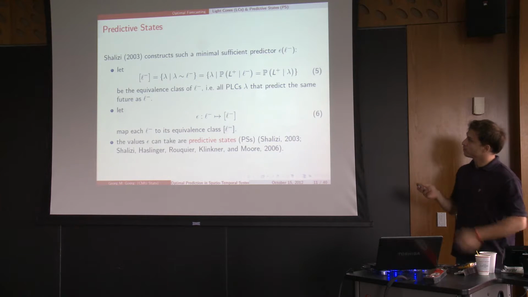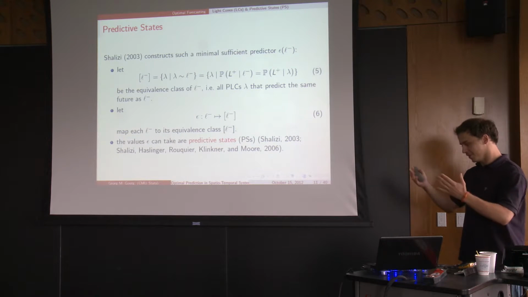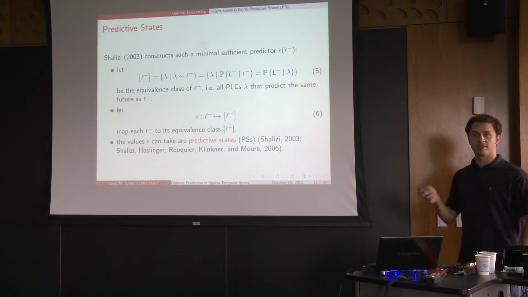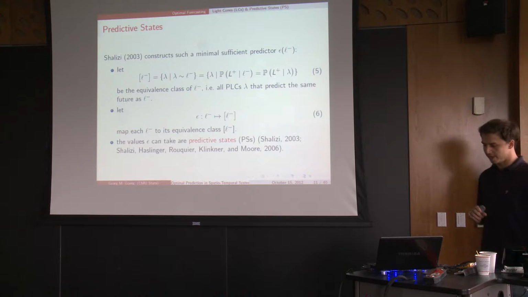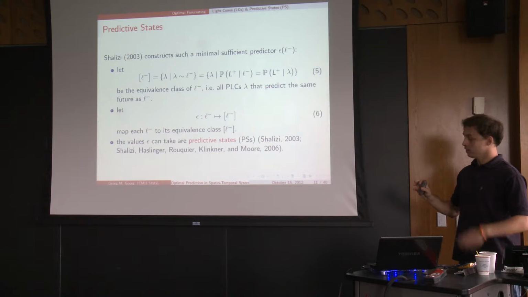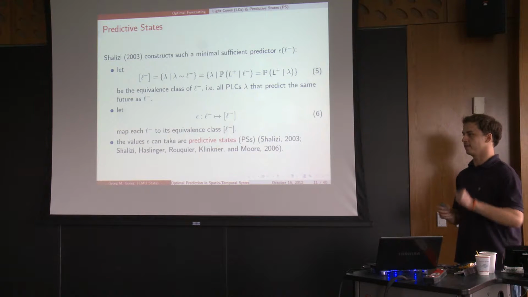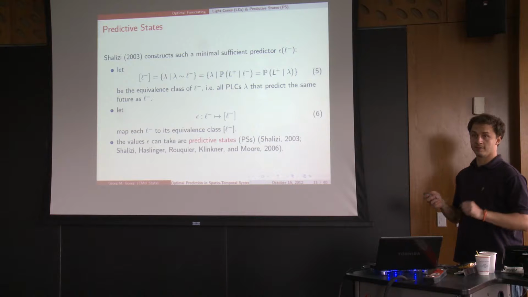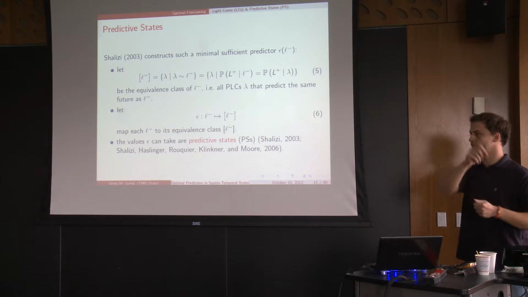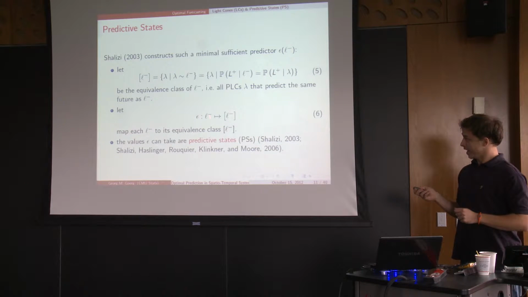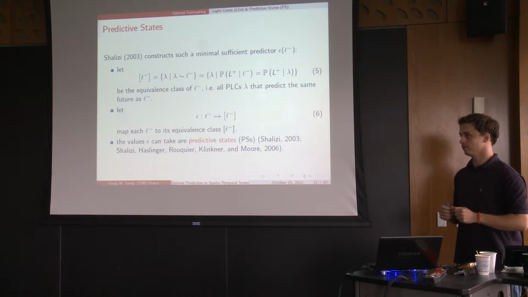Now, how can we construct the minimal sufficient predictor? Well, Cosma Shalizi showed how to construct those, and you do it by saying, let bracket L minus be the equivalence class of past light cones. Meaning, it's a collection of all past light cones that predict the same future as L minus. Is that clear? It's a set of light cones. And every one you pick will give you the same future. Now let epsilon take L minus and map it to that equivalence class. That's the function epsilon.